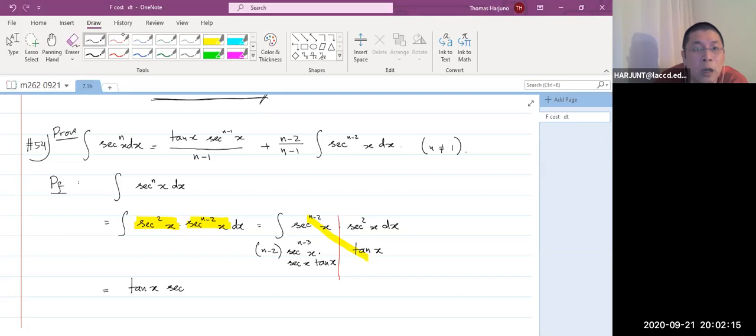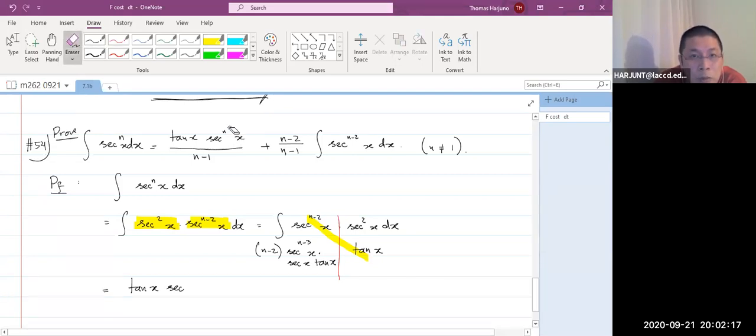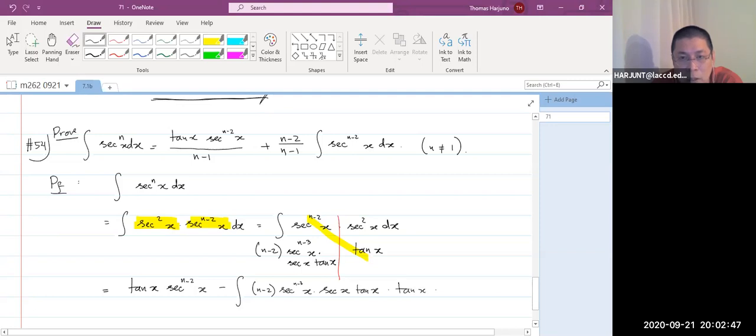Oh, yeah, I copied wrong. So this one here should be n minus 2. So this is n minus 2x, that's for the yellow one, minus integral of n minus 2 secant to the n minus 3x times secant x tangent x times tangent x dx. What the heck?